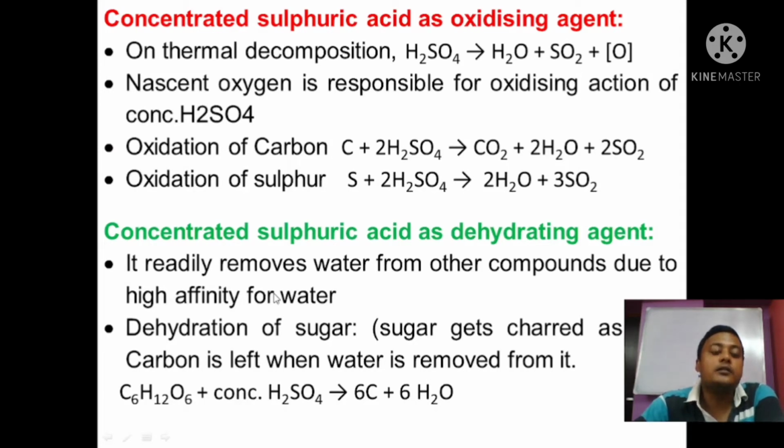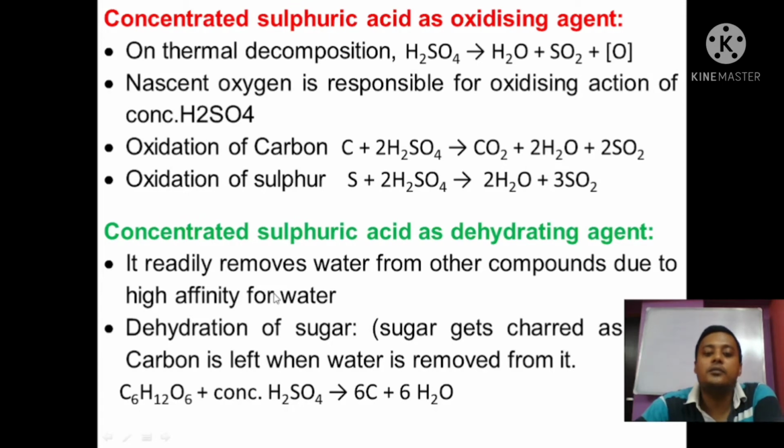Now first, why does it act as an oxidizing agent? Sulfuric acid on decomposition produces water, sulfur dioxide and nascent oxygen. That nascent oxygen helps in oxidation. So see, a few examples we have to remember.